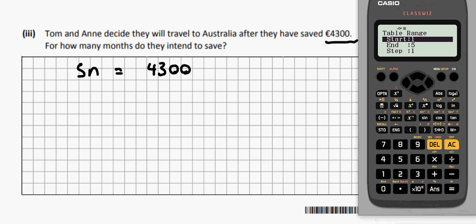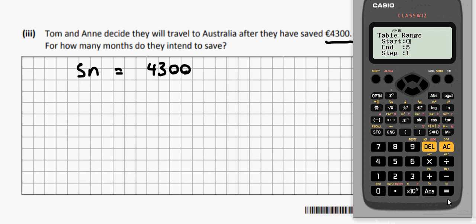Okay, now what I can figure out here is, what does it say, 40 months, is it? Oh, it doesn't tell us how many months. So I'll start at 0, I'll end at 50, and I'll go up in 5s. And what this will do is it'll tell me how much money I have saved. So after 5 months I have 700, after 10 months I have 1,600, and eventually after 20 months I have 4,300. Does everybody see that?